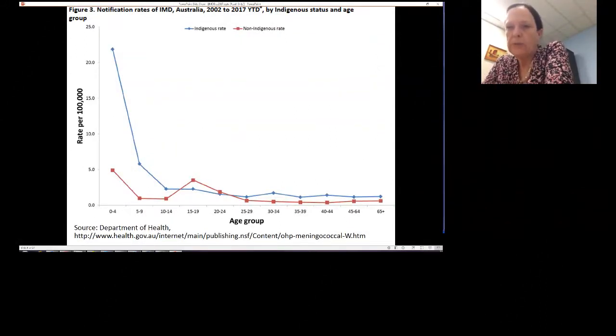So this slide again is from the same report, which shows the distribution of notification rates by age, looking at the difference between Indigenous people and non-Indigenous people. And this is across this entire age period as well. You can see a very large discrepancy in the notification rate per 100,000 for Indigenous children, particularly those under 5 years of age, but also Indigenous children under 10. But then by the time adolescence sets in, the rates are pretty similar for the rest of the lifespan between Indigenous and non-Indigenous people.